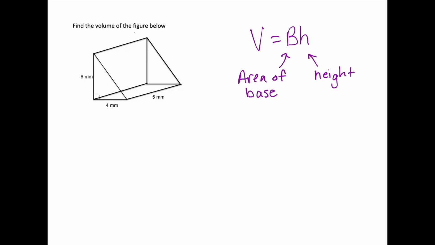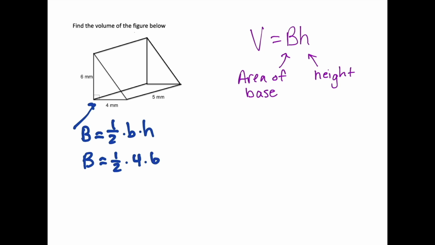The equation for volume, which is capital B, or the area of the base, times h, or the height, is the same equation that you would use to find the volume of all prisms and cylinders. Here we have a triangular prism, so we could use this same equation to find the volume. You can find capital B, or the area of the base, of a triangle by taking 1/2 times the base times the height. So we can take 1/2 times 4 times 6. Half of 4 is 2, and 2 times 6 is 12. So the area of this base is 12.